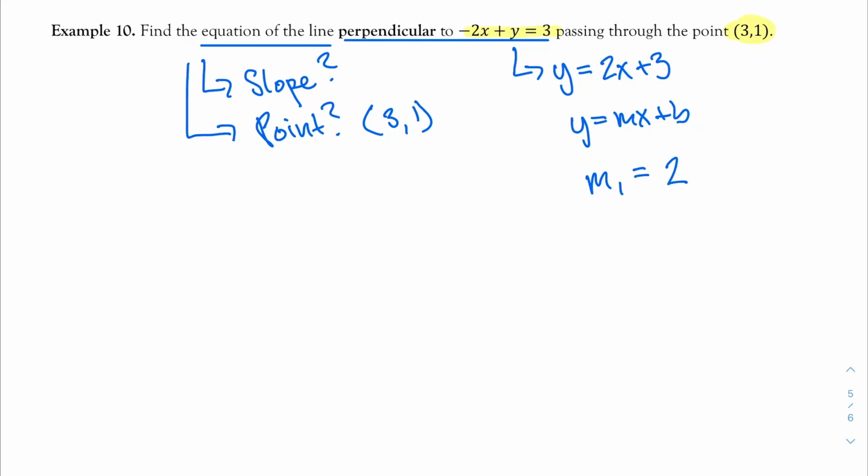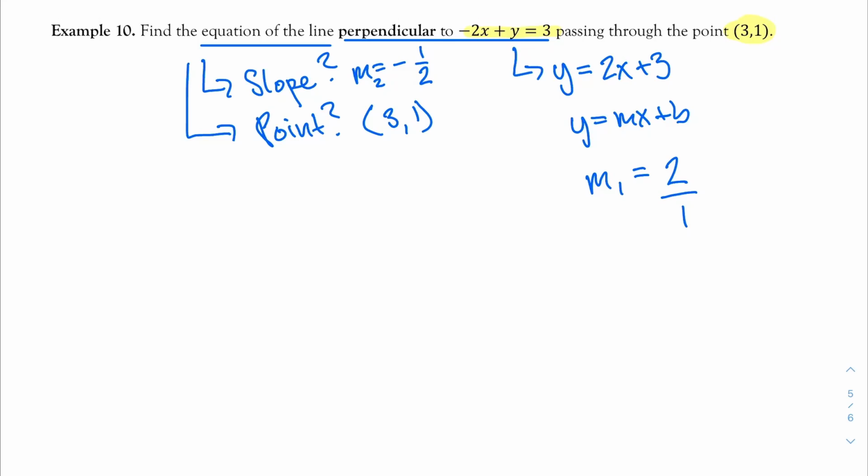Since I want a perpendicular line, that means I need to take the reciprocal of 2. If I flip 2, I get 1/2. Because remember, 2 is the same thing as 2 over 1. And then I need to take the negation. My original slope was positive 2, so my new slope should be negative 1/2. So I have my slope and my point.